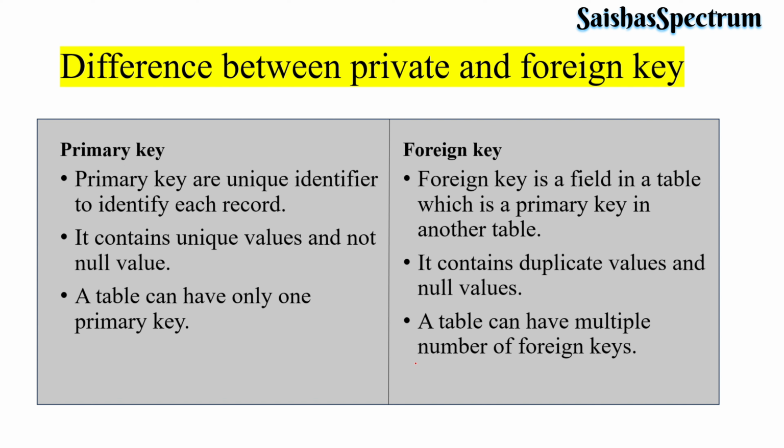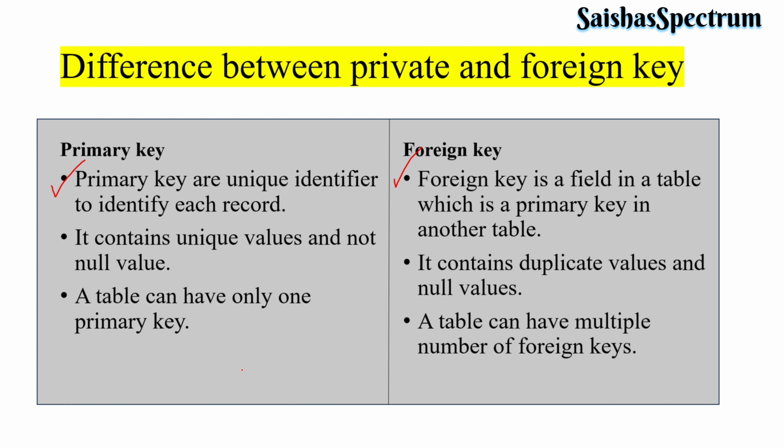Let us see some differences between primary key and foreign key. As we saw in the definitions, a primary key is the unique identifier to identify each record, and a foreign key is a field in a table which is a primary key in another table. We can have unique and not null values in a primary key, whereas a foreign key contains duplicate values and null values.